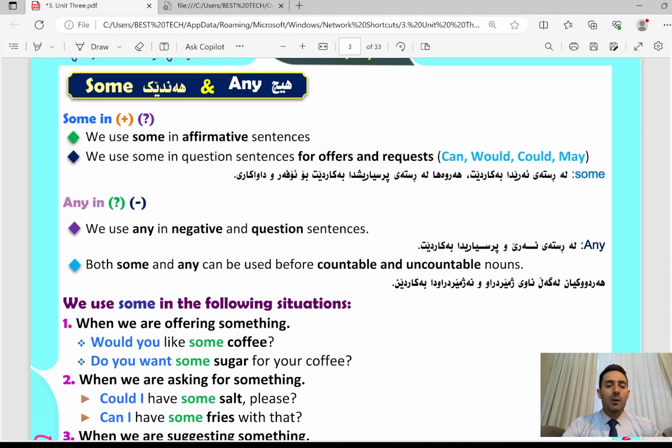Here we can use both of them. I mean some and any. We can use both some and any with countable and uncountable nouns.